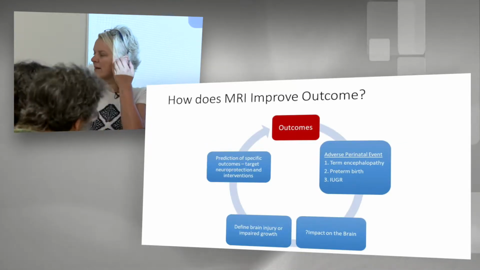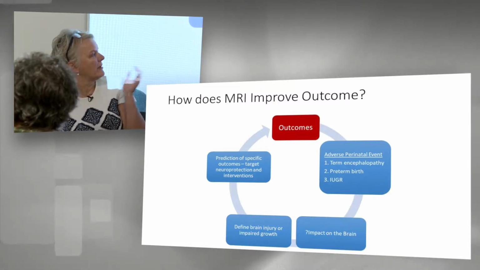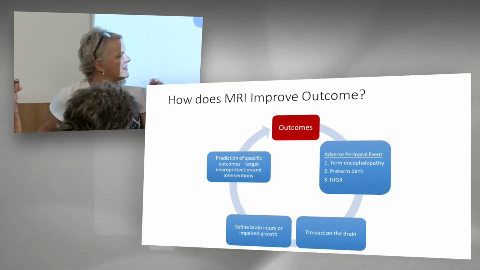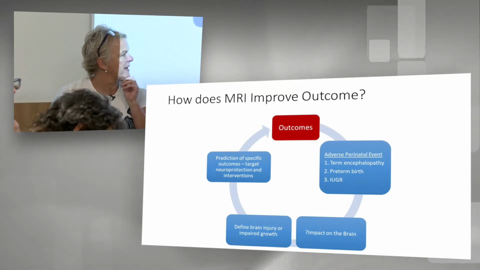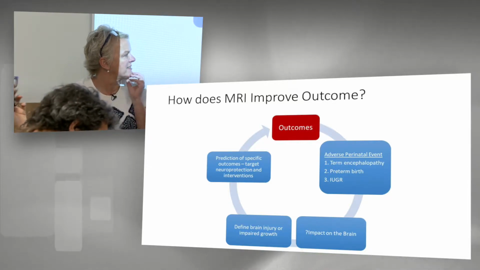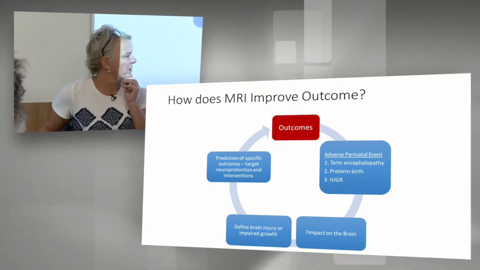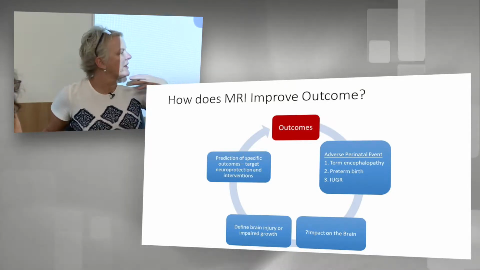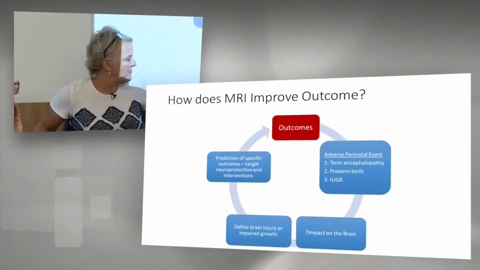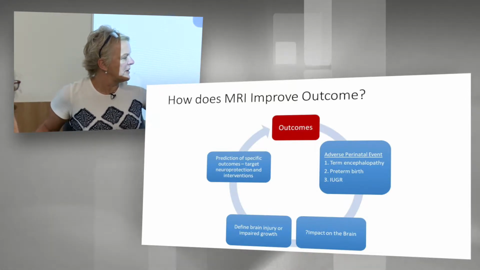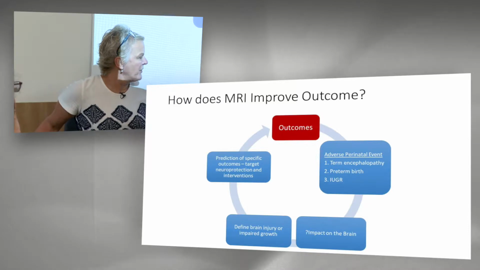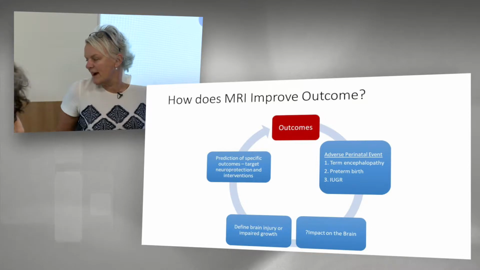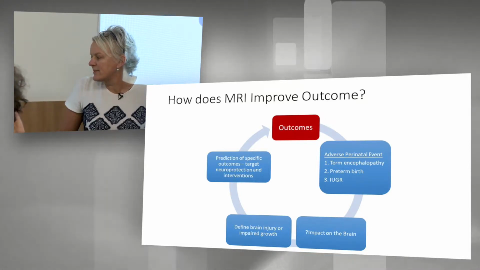So when I think about how to do this, how to improve outcomes, I'm going to talk around two main conditions: that of term encephalopathy in the term-born infant and that of preterm birth. I won't today touch on IUGR, but I think it is also a very interesting area. The big question in these babies that we care for is, has there been any impact on the brain of these two situations? And the only way to know that is to be able to define any brain injury or any alteration in brain growth and development.